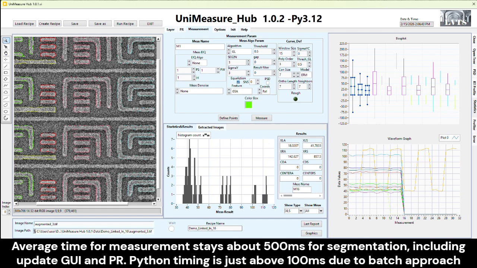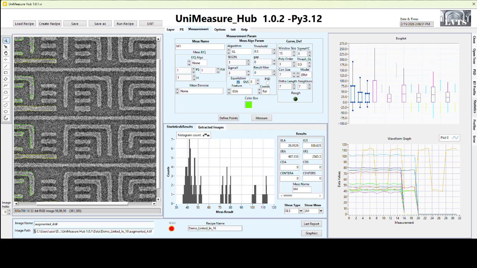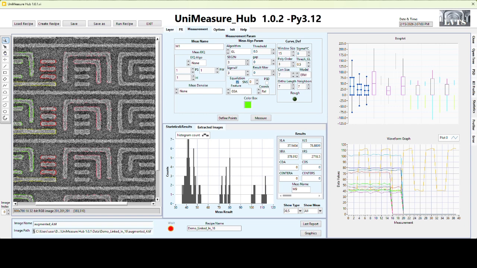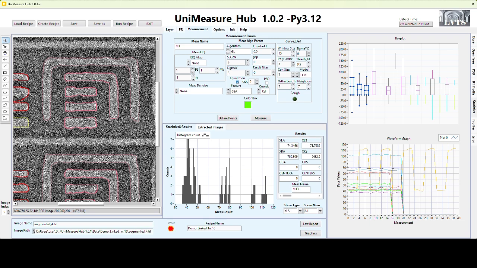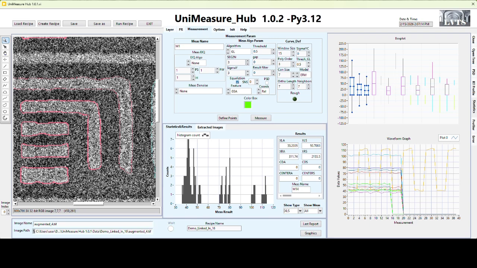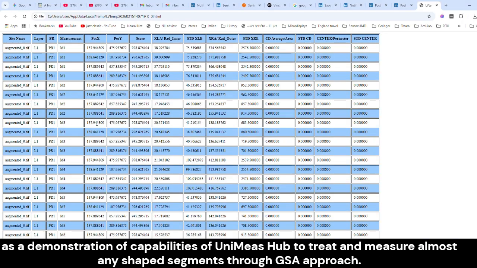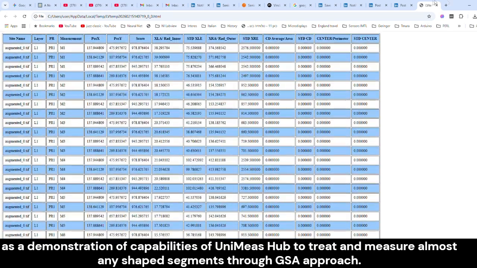Average time for measurement stays about 500 milliseconds for segmentation, including update of GUI and PR. Python timing is just above 100 milliseconds due to the batch approach. Yes, we are speaking about the practical importance of this case, as a demonstration of the capabilities of Unimeasure Hub to treat and measure almost any shaped segments through the GSA approach.